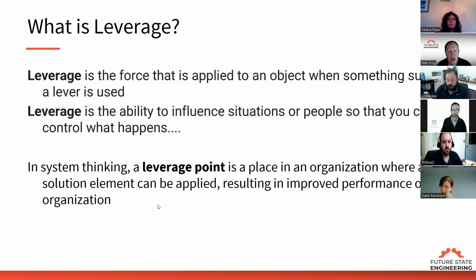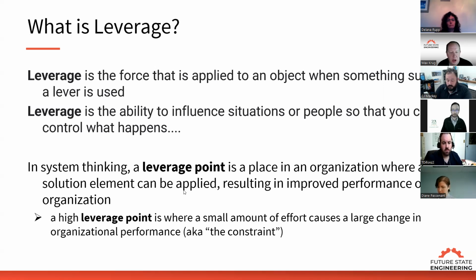So in system thinking, a leverage point is a place where we can apply a solution that results in improved performance for the organization. So it's not an improvement to that department. It's not an improvement to that process. It's an improvement to the organization. So a leverage point is where a small amount of effort can create large change in organizational performance, also known as the constraint. So you know me, you know I'm all about constraints and focusing on constraints and making sure we can improve the performance of the constraint.